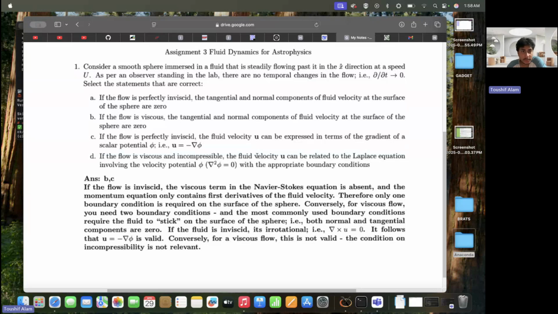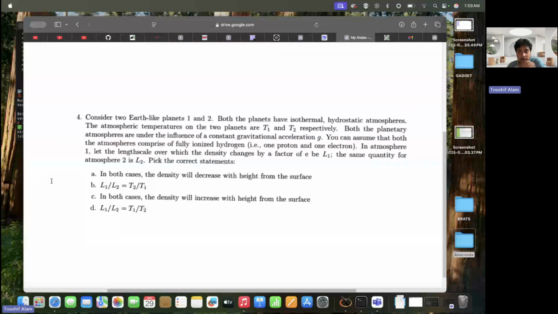I may have slightly shuffled the questions, so you see now question number 4. Consider two Earth-like planets 1 and 2. Both the planets have isothermal hydrostatic atmospheres. The atmosphere temperatures on the two planets are T1 and T2. Both the planetary atmospheres are under the influence of a constant gravitational acceleration g. You can assume that both the atmospheres comprise fully ionized hydrogen, one proton and one electron. In atmosphere 1, let L1 be the length scale over which the density changes by a factor of e. The same quantity for atmosphere 2 is L2.